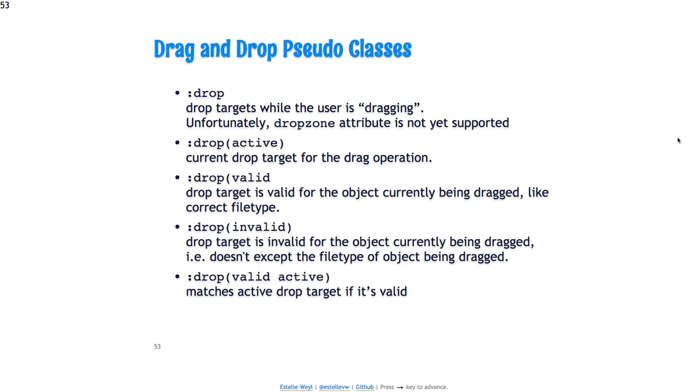So we have drag and drop pseudo classes, which was drop active, drop valid, drop invalid, drop valid active. I've never had to implement a drag and drop, so I've never actually used any of these, so I can't give you much detail on them.